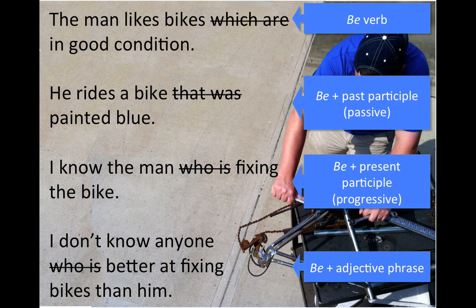In these four cases, whether the relative pronoun is a subject followed by a be verb, whether it's the subject followed by the be plus an auxiliary in the passive or an auxiliary in the progressive, or if the be is followed by an adjective phrase, in this case, the relative pronoun and the be verb can be deleted to reduce the adjective clause.